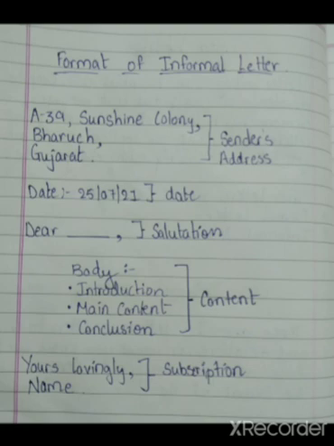Now after you finish writing, leave a line and then write yours lovingly, comma, name. Yours lovingly, comma, name means the name of the one who is writing the letter has to be written there. You can write yours lovingly or yours friendly. Okay, either of these two you can write. Understand? This we call the subscription.